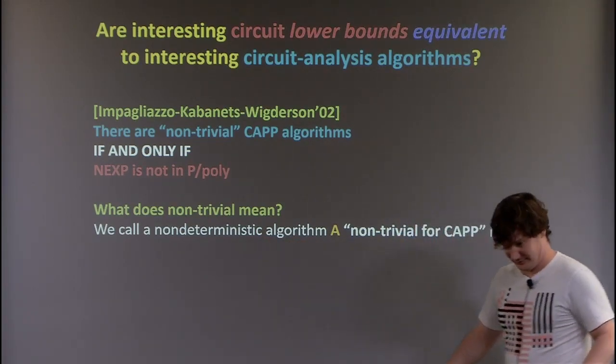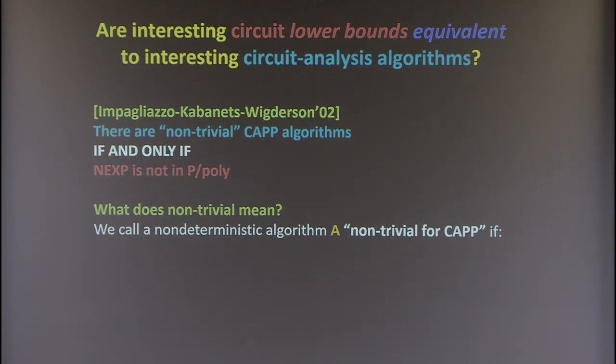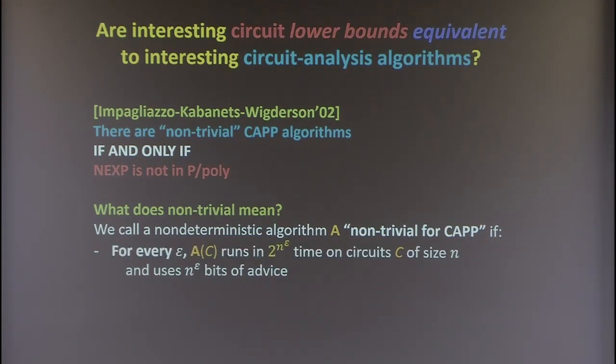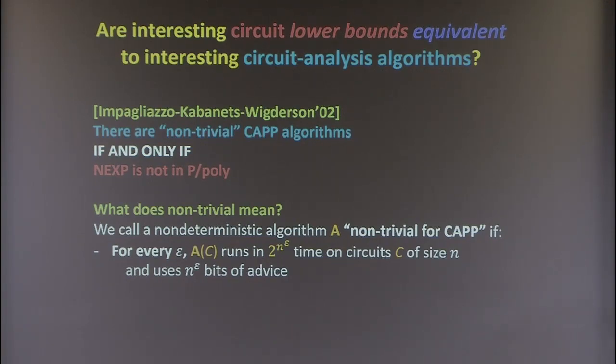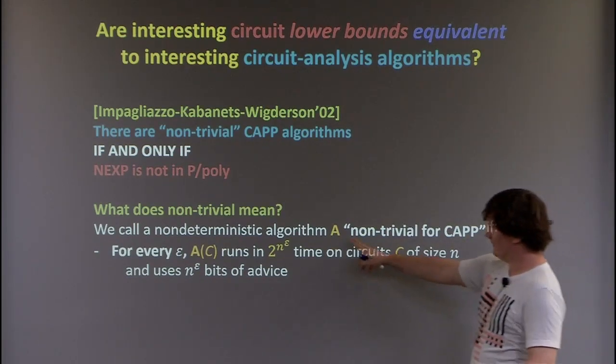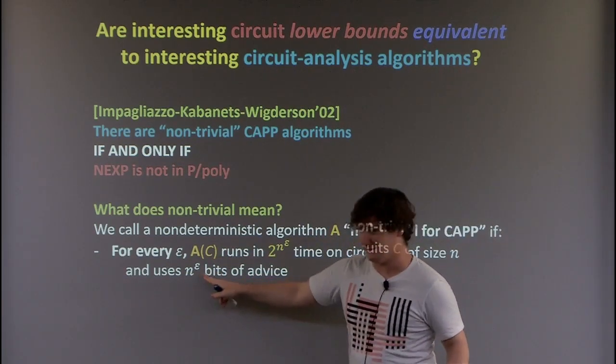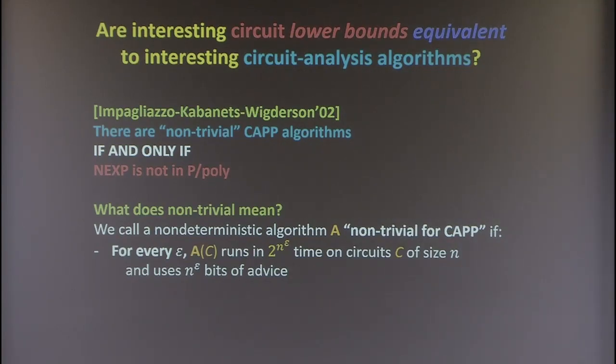So first, it's going to be a non-deterministic algorithm for CAP. In other words, it's going to make some guesses along the way. In every single leaf of this non-deterministic branching where it stops, it's either going to say reject, or it's going to give you a good answer: a value that is actually an approximation to the problem. So a non-deterministic algorithm is non-trivial for CAP if for every epsilon, this algorithm A on a circuit C runs in 2^(n^epsilon) time on circuits of size n, and uses n^epsilon bits of advice. So it's actually a bit non-uniform itself. To describe the circuit A, which will be run on inputs of length n, you need n^epsilon bits to describe that algorithm. So there's some n^epsilon bits of advice being stuck in, and you think of it as specifying the program that A is going to run.